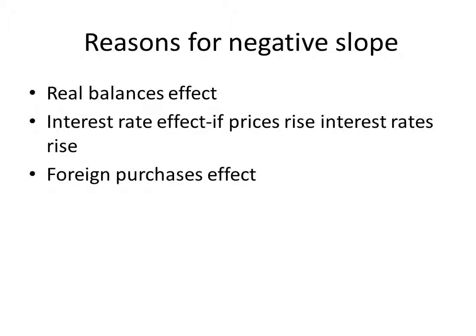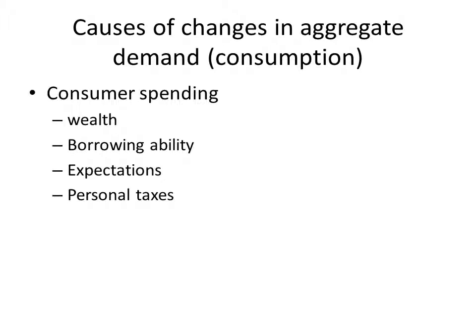Finally, there's a foreign purchases effect. The foreign purchases effect says that if prices in the United States or any country go down, foreigners will be able to buy those goods more cheaply, and they will buy more of them. So if prices in the United States fall, output is going to rise, because exports are going to increase. Conversely, if prices go up, foreigners are going to buy less, and therefore output is going to decline.